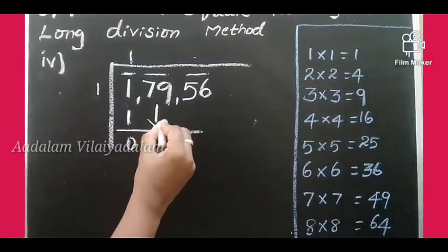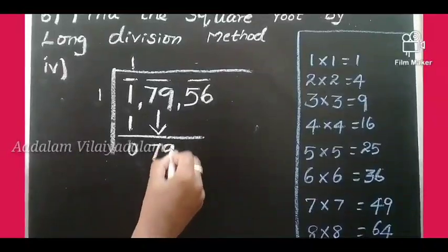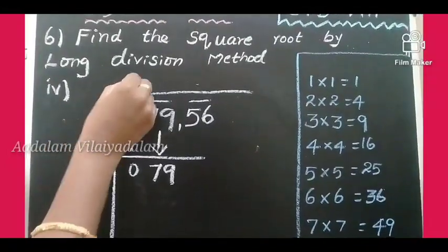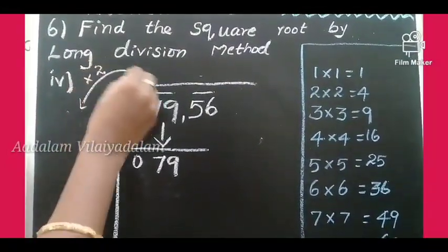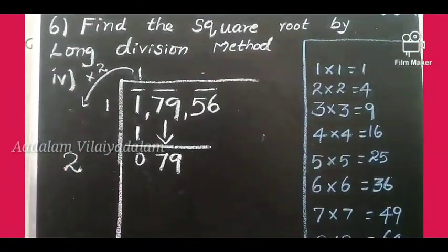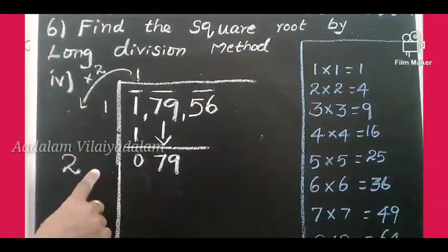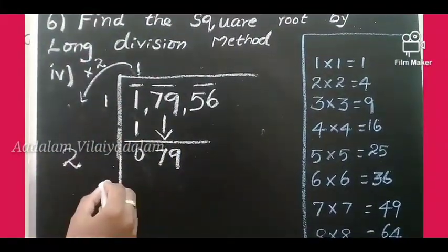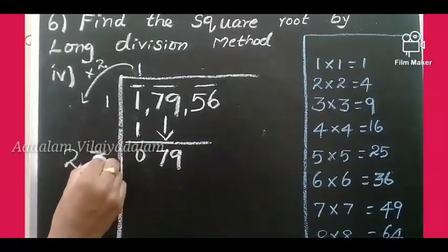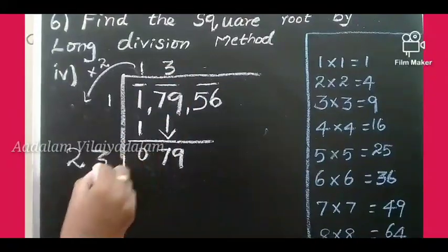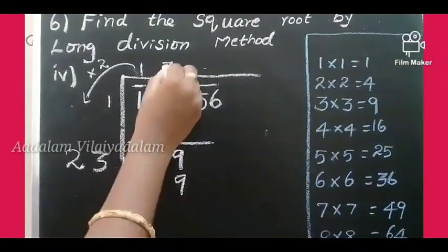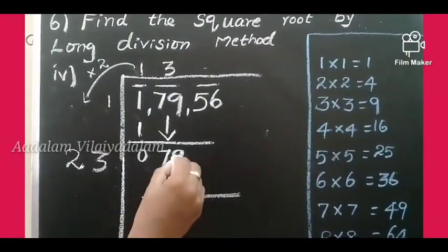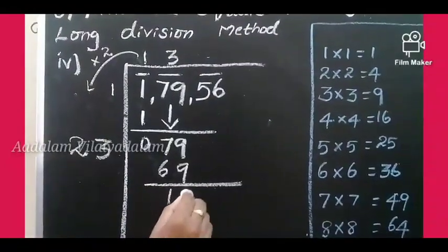Next we write the pair, that is 79. Now each number we multiply by 2. That is 1 into 2, so 1 into 2 is 2. Here we have to think of the numbers. Suppose you write 1, it means 21 into 1, which is 21. Suppose we write 2 here, it means 22 into 2, which is 44. You write 3, it means 23 into 3. So what is the answer? 3 threes are 9. 3 twos are 6. So here we have to choose the number. 79 minus 69, the answer is 10.